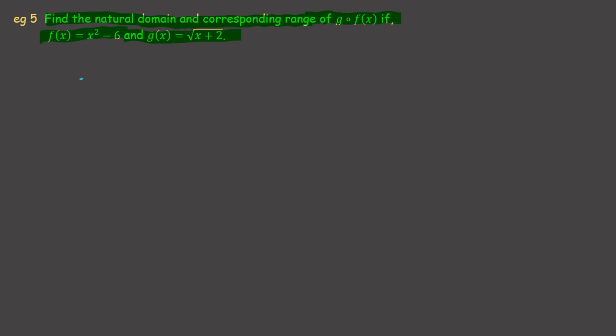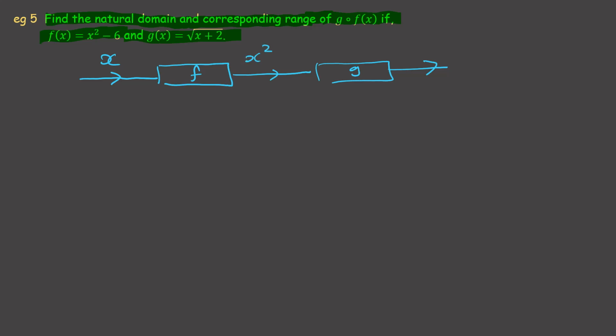Okay, so let's form an expression. g of f of x means we do f first and then we do g. So we'll put x into f and out comes x squared take away 6. And then here we'll have the square root of x squared take away 6 plus 2. Remember, we just replace this x with whatever goes in. And so that is the square root of x squared take away 4.